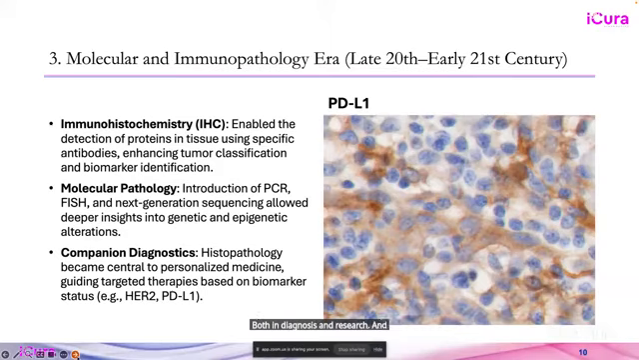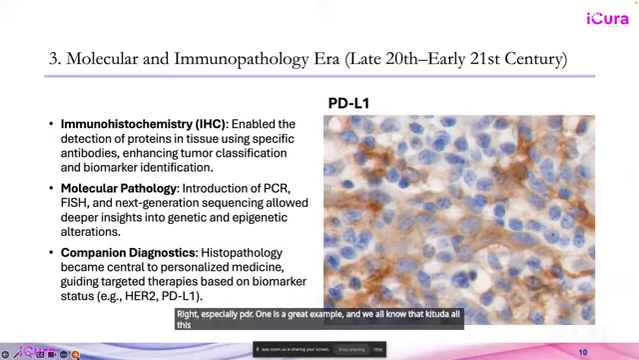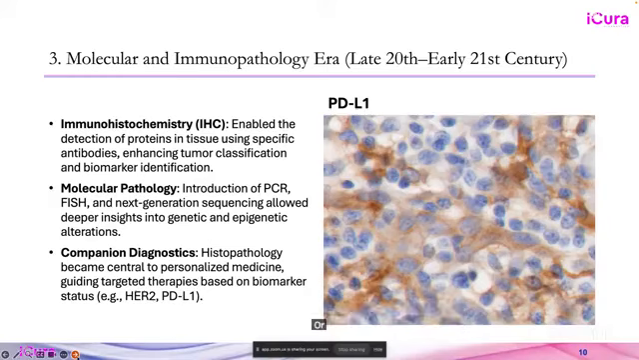And even today, every year, more and more IHC biomarkers are being identified, some of them being introduced into clinical diagnostics and becoming FDA approved, right? PD-L1 is a great example. We all know that Keytruda and all these anti-PD-L1 or anti-PD-1 treatments came out after PD-L1 became a star biomarker in promoting immuno-oncology therapy.